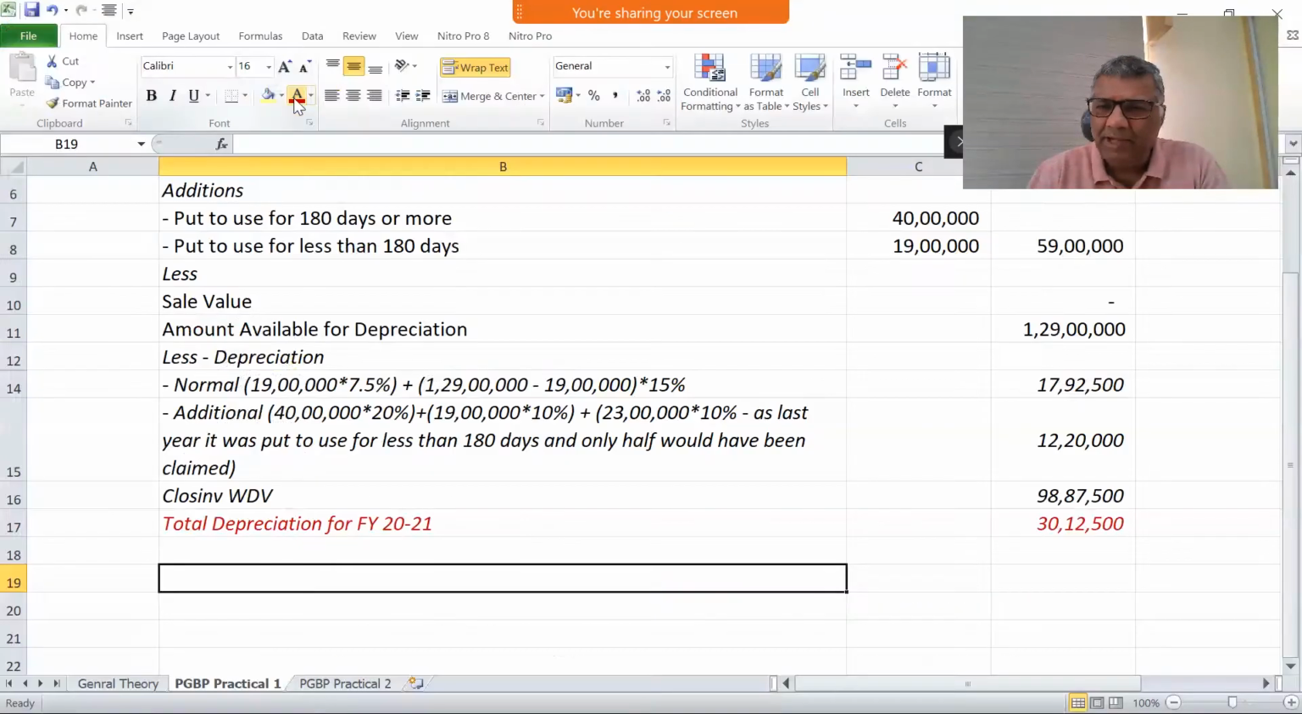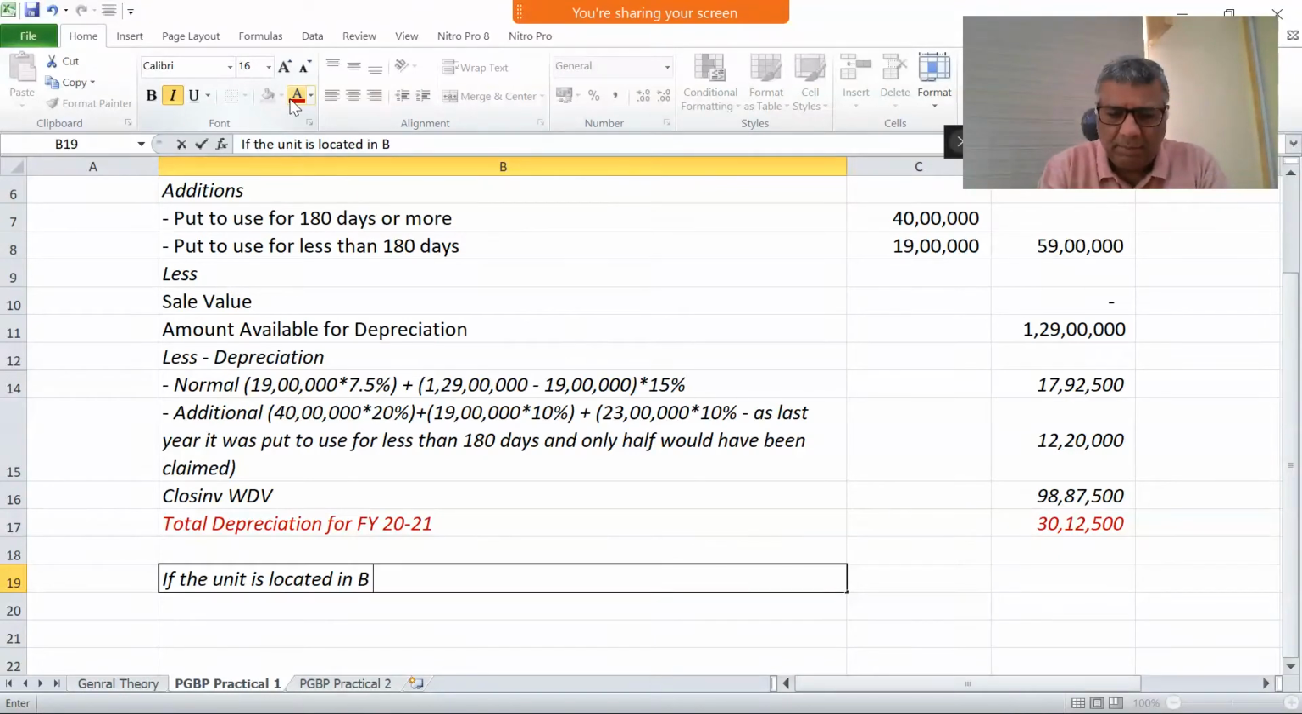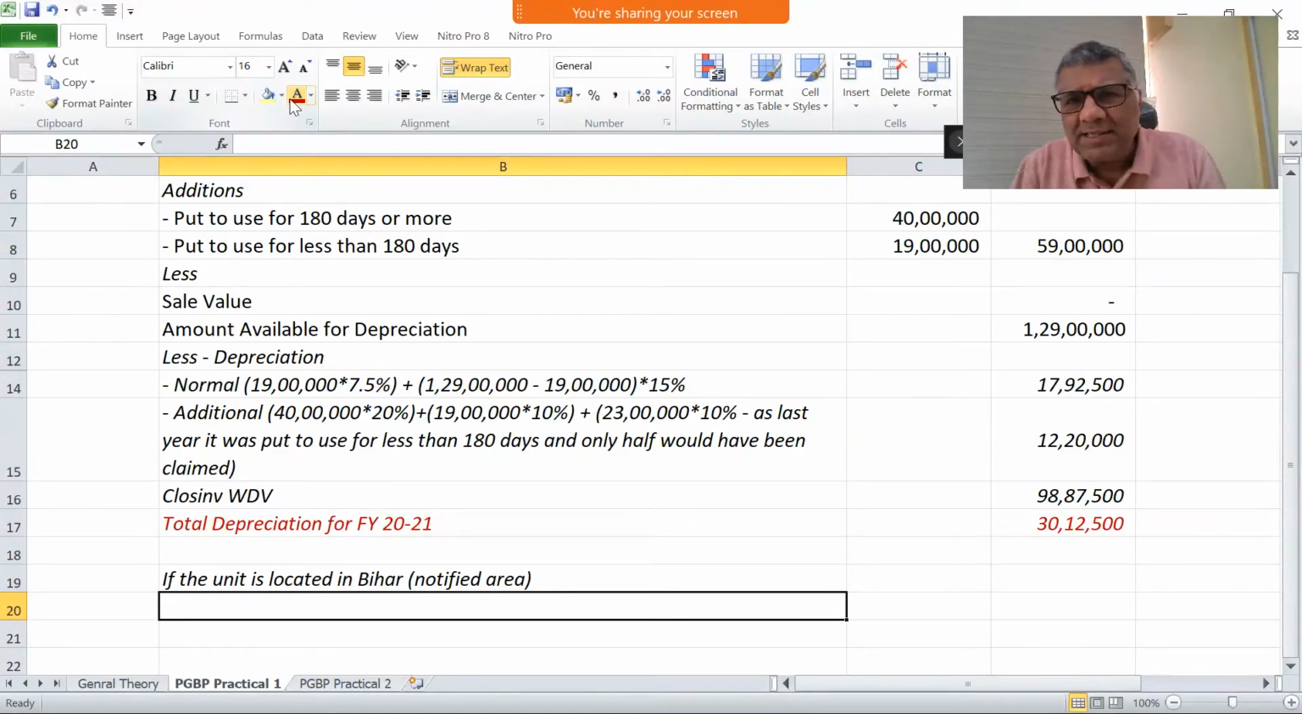There is an amendment, I don't find a question. If the unit is located in Bihar, notified area. Till last year 1920, the additional depreciation for a unit located in notified areas of Bihar, West Bengal, Andhra Pradesh, Telangana was 35%. From this year, it is only 20%.